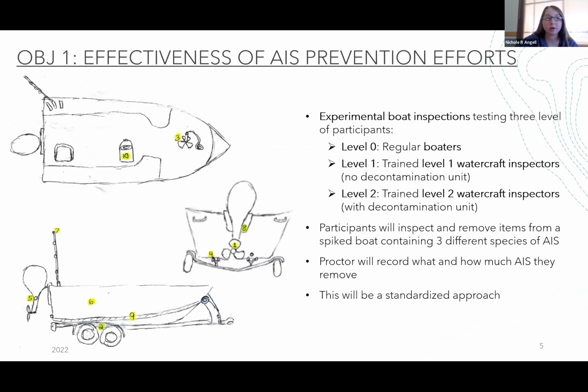So let's hop right into the methods for objective 1, and that's determining the effectiveness of watercraft inspections. The way we're going to do this is via experimental boat inspections, testing 3 levels of participants. These will be regular boaters, trained level 1 inspectors, and trained level 2 inspectors that will be able to use a decontamination unit. And how this is going to work is we're going to spike a boat with 3 different types of aquatic invasive species, and we're going to ask these participants to inspect and remove items from the boat as they see fit, just as they would their own boat after an outing on a lake.